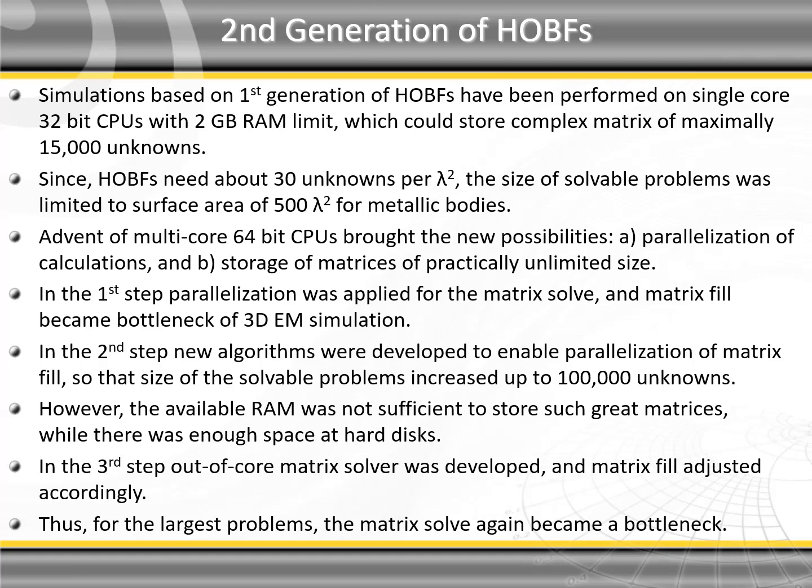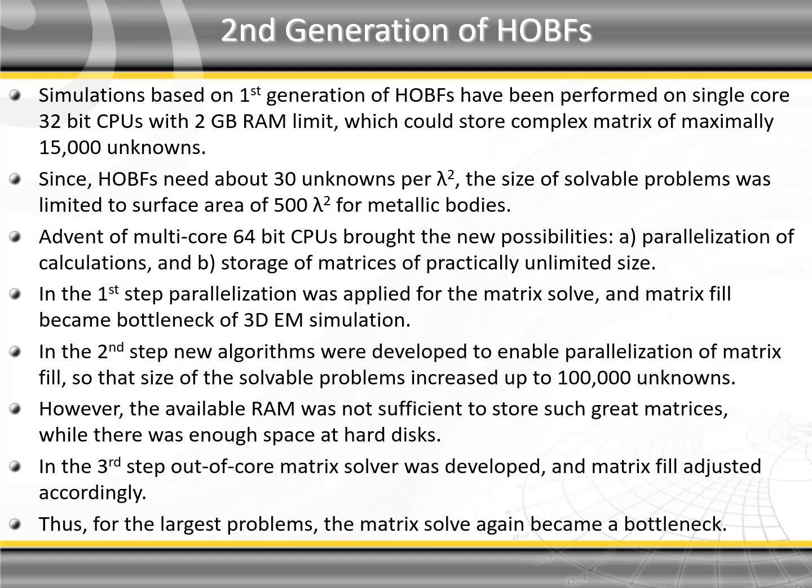Simulations based on the first generation of high-order bases were performed on single-core 32-bit CPUs with a 2 GB RAM limit, which could store a complex matrix of maximally 15,000 unknowns. Since high-order bases need about 30 unknowns per lambda squared, the size of solvable problems was limited to a surface area of 500 lambda squared for metallic bodies.